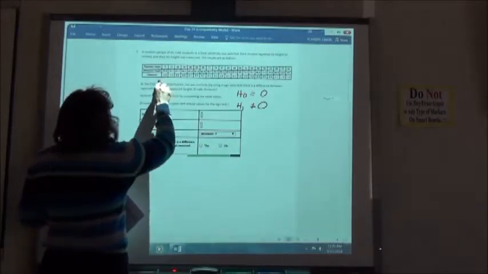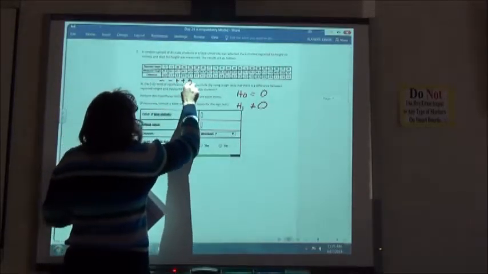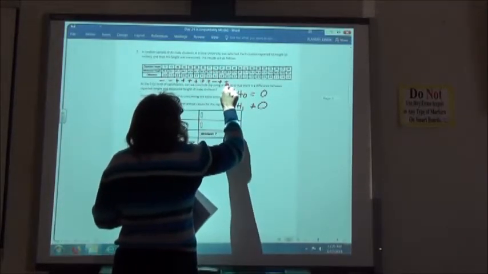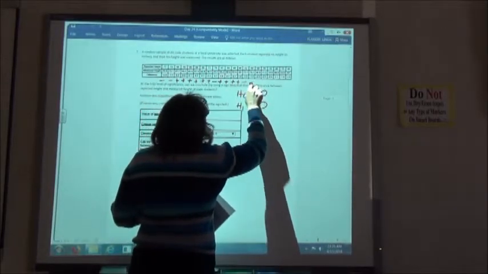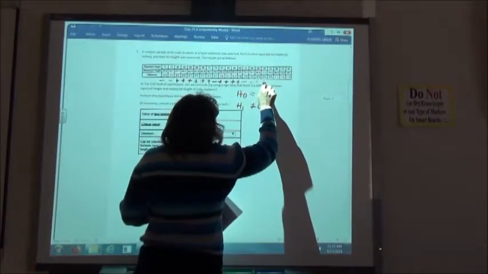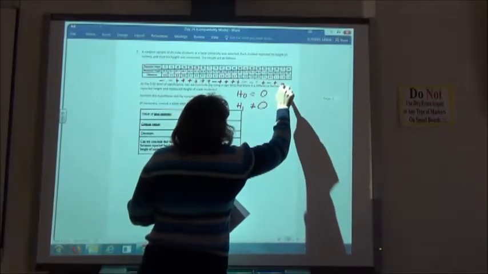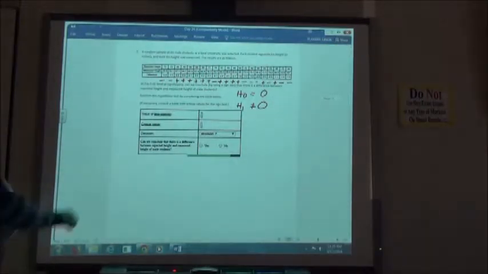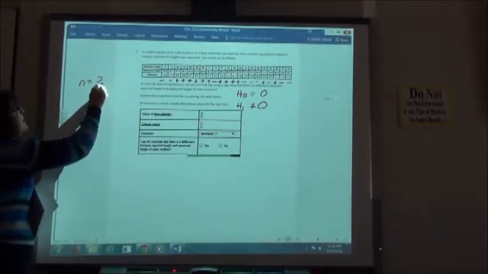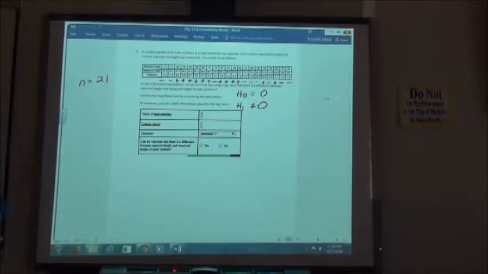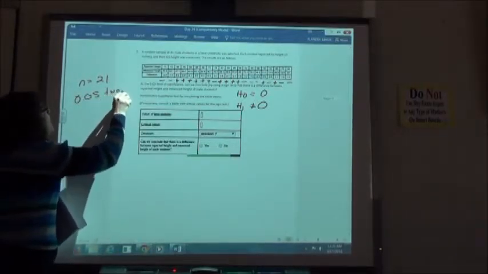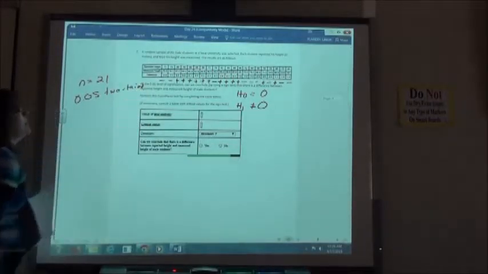So in this case, we got a negative, a positive, a positive, a positive, a positive, a positive, a positive, a negative, a positive, a positive, a positive, a positive, a negative, a negative, a negative, a positive, a negative, a positive, a negative, and a negative. We don't have any zeros in this case. So we are going to use all 21 for our n because we didn't have any that were exactly equal to our null. So n is going to be 21. Again, we're going to use a 0.05 level of significance. We're doing a two-tailed test.